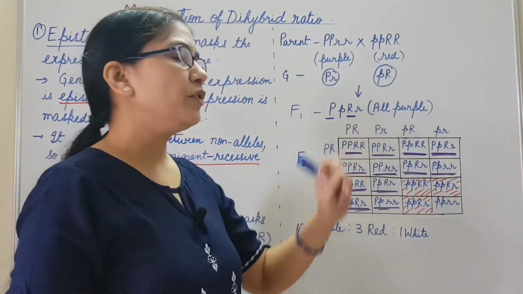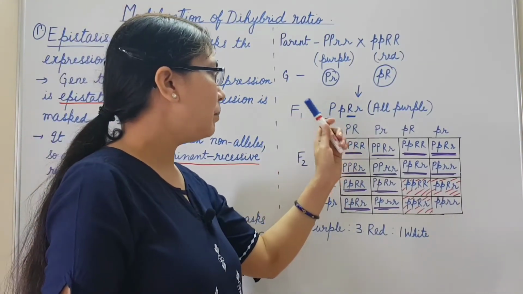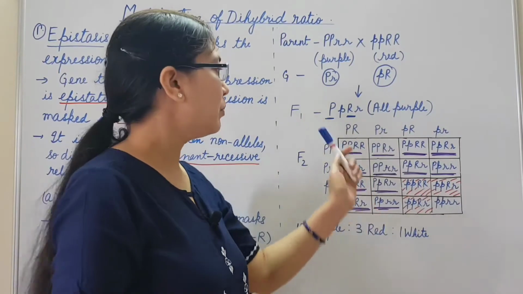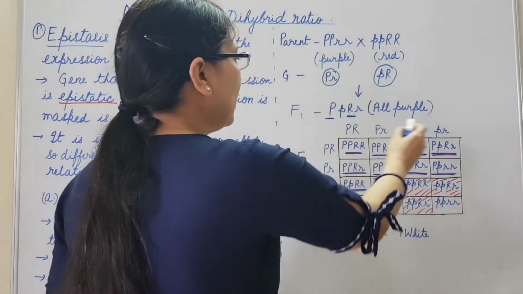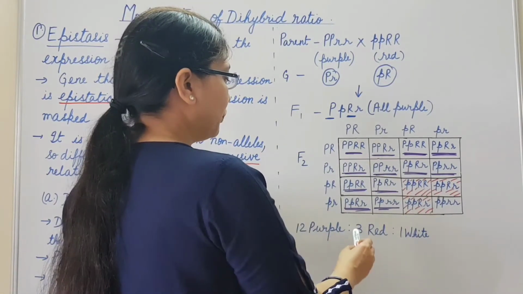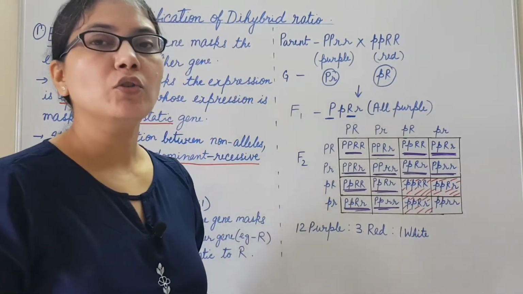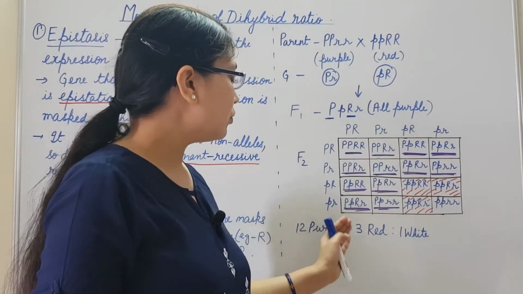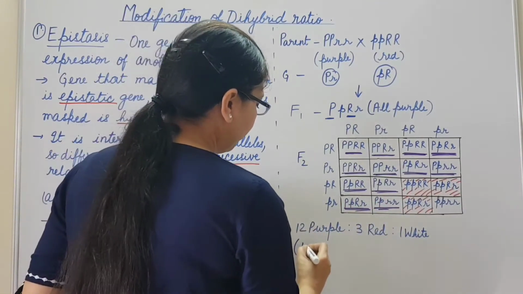Then this F1 generation is self-fertilized. All the male and female plants produce 4 types of gametes each. And we get offspring in which 12 are purple, 3 are red and 1 is white. So this 12:3:1 is the phenotypic ratio.